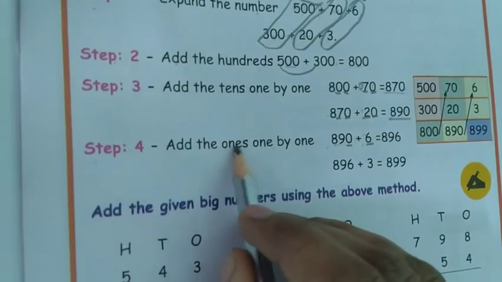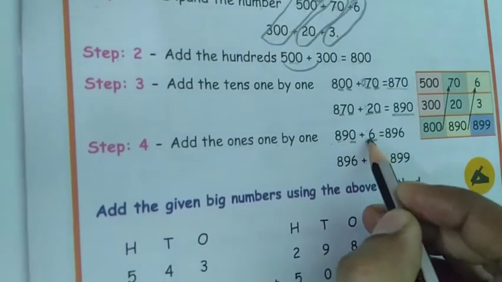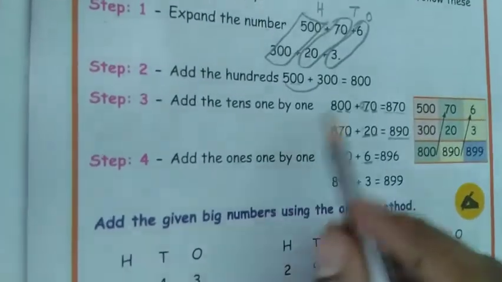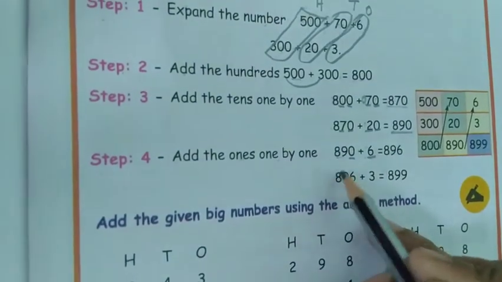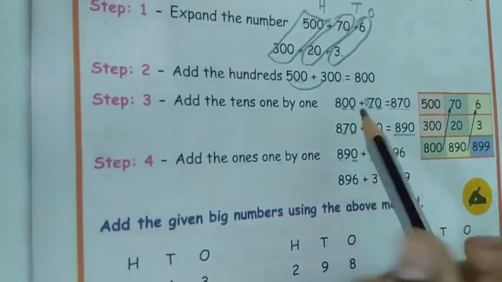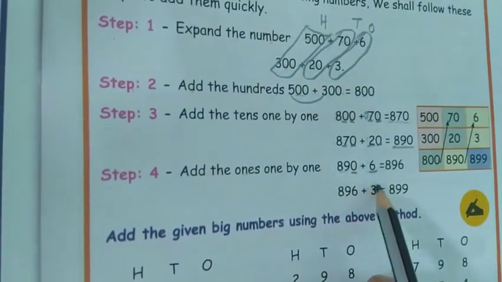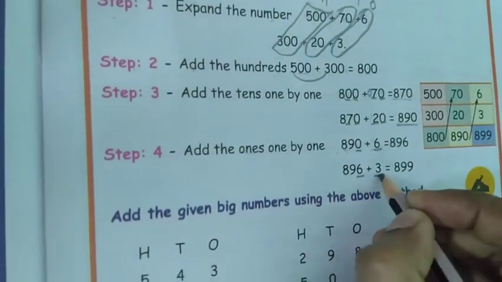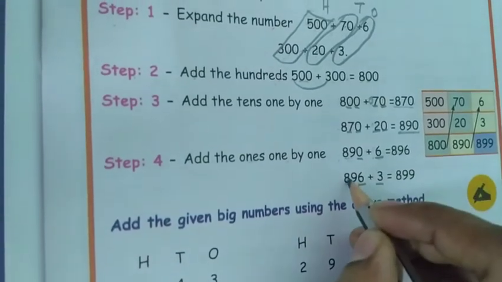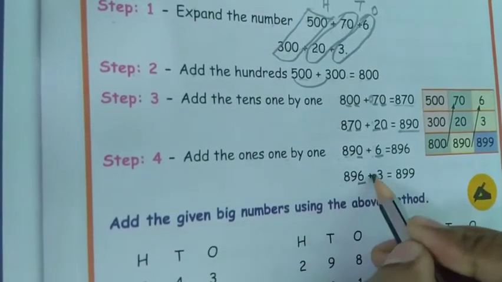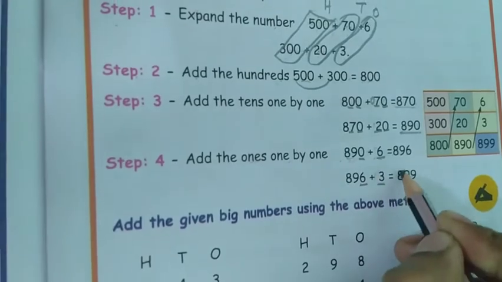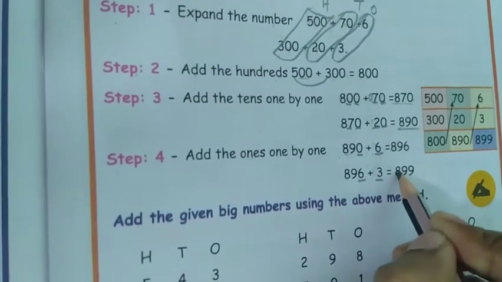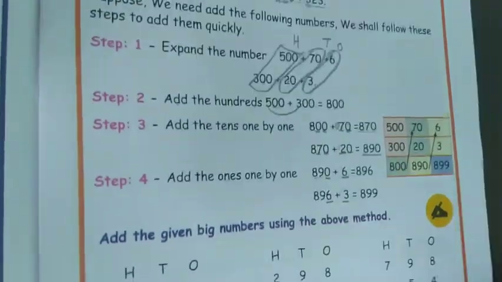Now we want to add just one more, no? So last number only we are adding. Next, what is the answer now? 896 plus, what is the last number? 3. So put plus 3. 6 plus 3, 9. Then 89, here there is no number, so put the 89 itself. So 899 is the answer.